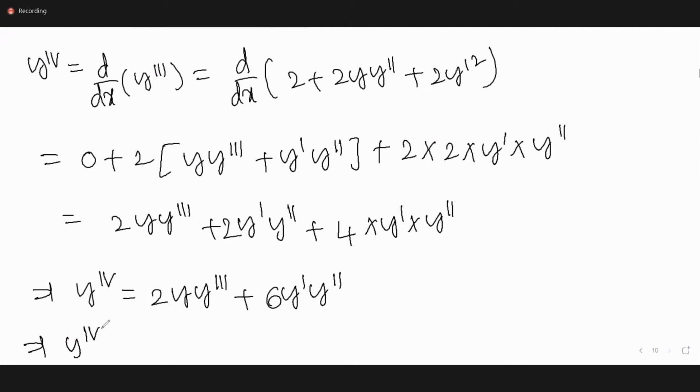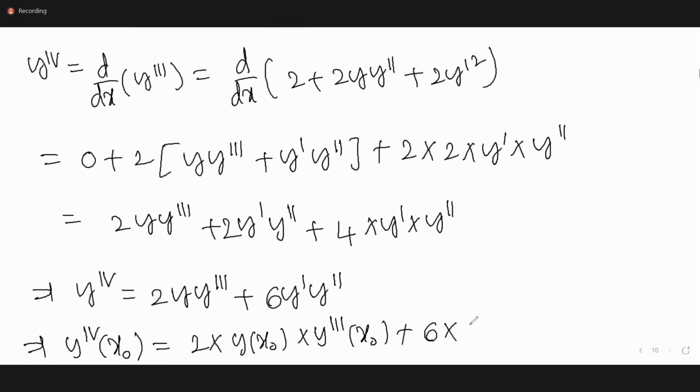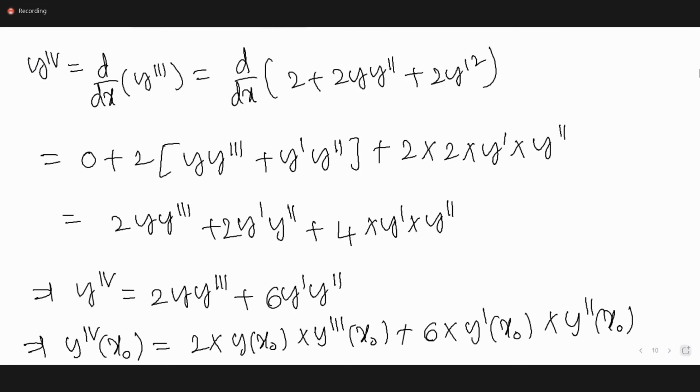So y fourth derivative at x is equal to x naught is equal to 2 into y of x naught into y triple dash of x naught plus 6 into y dash of x naught into y double dash of x naught. So y fourth derivative at 0 is equal to 2 into y of 0. Just a minute.